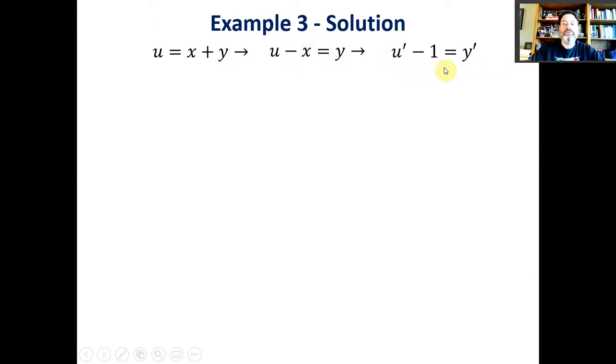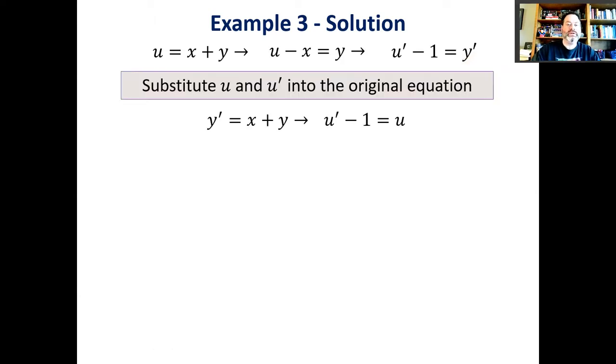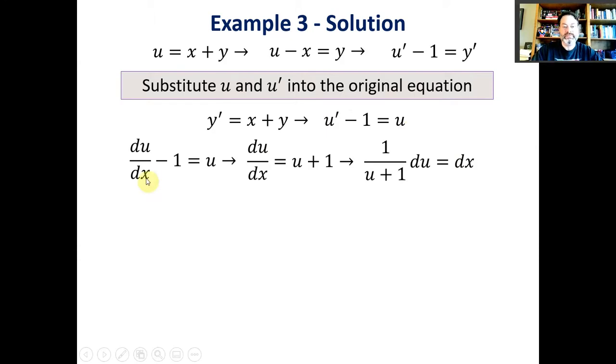So we're taking the derivative with respect to x. So this becomes u prime, this becomes 1, this becomes y prime. Now I plug everything into the original equation. So y prime is u prime minus 1, and x plus y is u. So here I get u prime minus 1 is u. Now this might not look separable, but it is. Because if you rewrite u prime as du dx, now you can see we only have 3 things that we have to manipulate instead of 4.